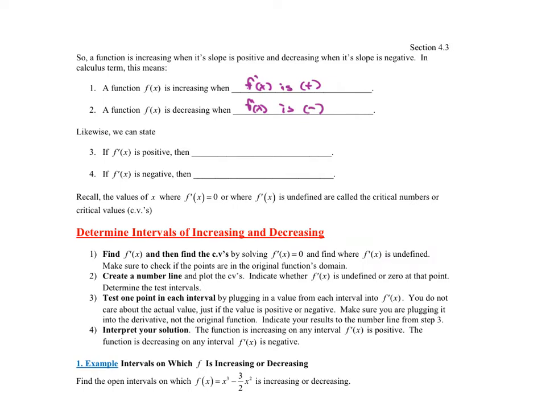Likewise, if f prime of x is positive, then can we conclude the original function is increasing? And if we know that the derivative is negative, then we conclude the original function is decreasing. Okay? So it says, recall the values of x where the derivative is equal to 0 or f prime of x is undefined. Those are called the critical numbers or the critical values, the CVs, right?